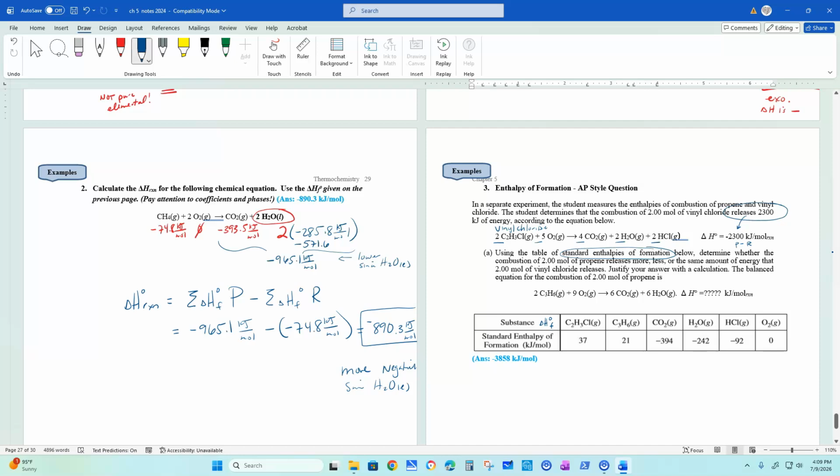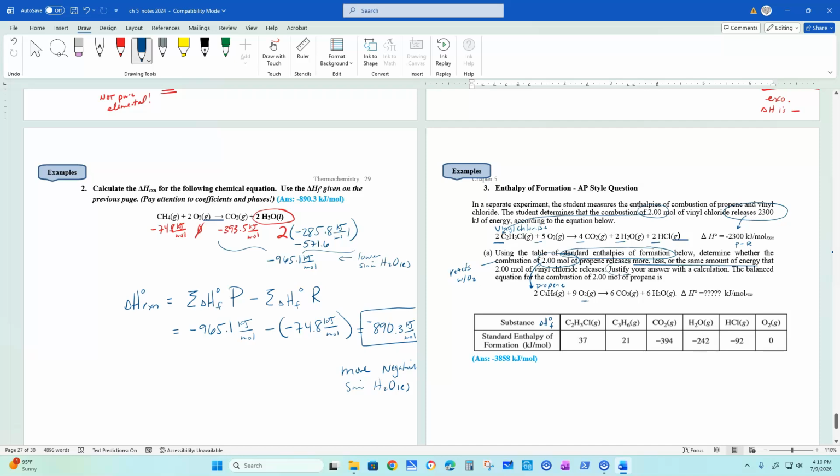Determine whether the combustion, well, what does combustion mean? Reacts with O2. And as you see right there, I'm reacting with O2 2 moles of propene. There's my propene. You don't even have to know what propene is in life, stuff like that. That 2 moles is because of his coefficient. Okay. Will it release more, less, or the same energy as 2 moles of vinyl chloride? Well, notice that's 2 moles of vinyl chloride because it has a coefficient of 2. Will this number be more, less, or the same energy as that negative 2,300?